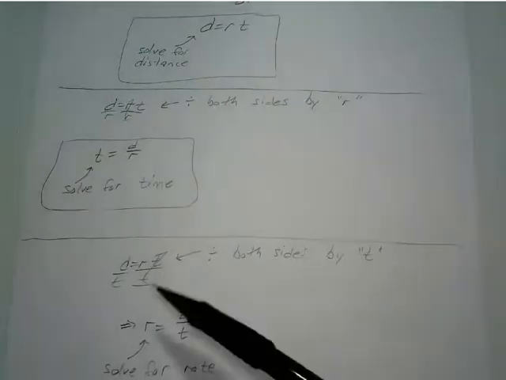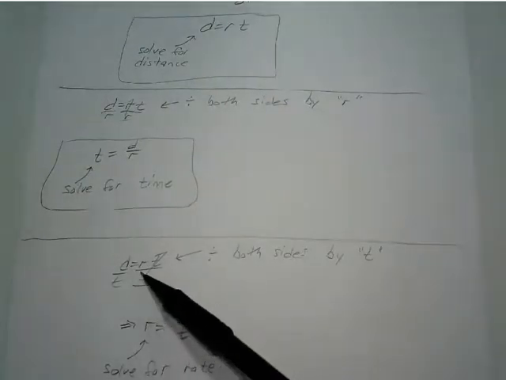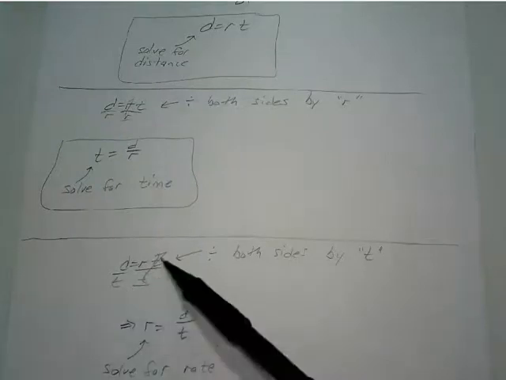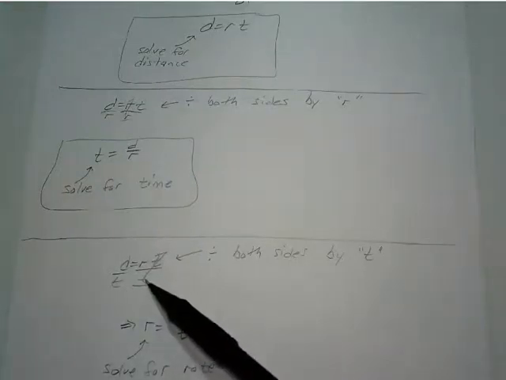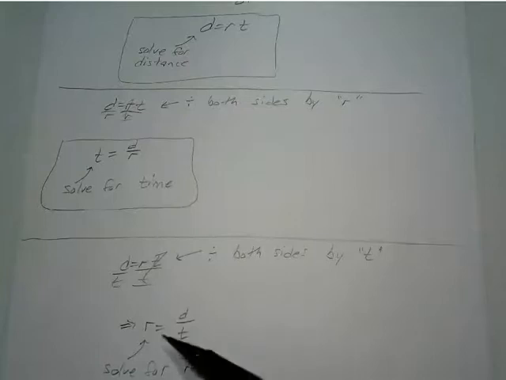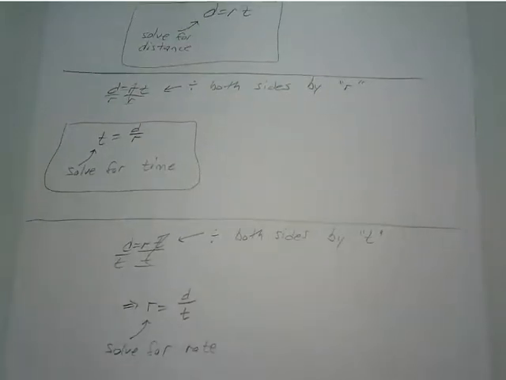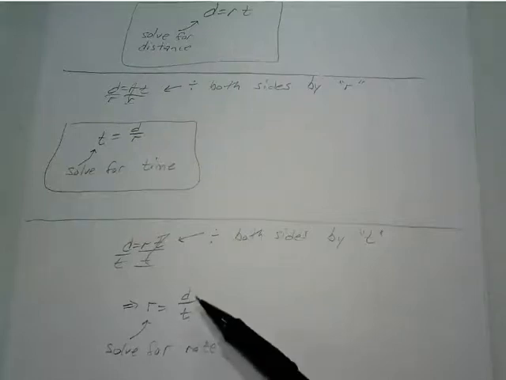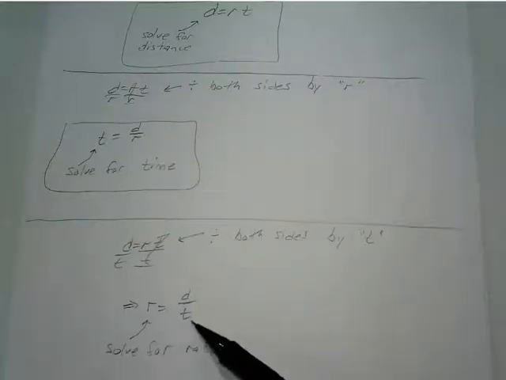Alright, so let's say you started out with your distance equals rate times time, and you divided both sides by T. T divided by T is 1, so that cancels out. So that leaves you with your R is equal to D over T. So if they give you the distance and the time, this is how you can solve for the rate of speed.